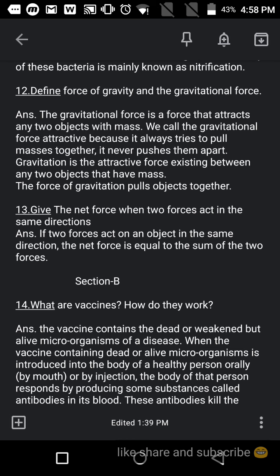The force of gravitation pulls the object together. Question 13. The net force is when two forces attract or act in same direction. The answer here is if two forces act on an object in the same direction, the net force is equal to the sum of the two forces.